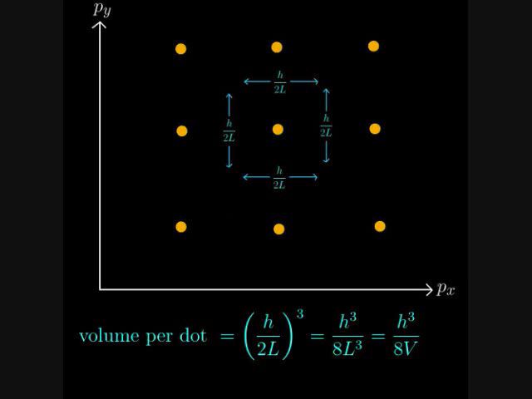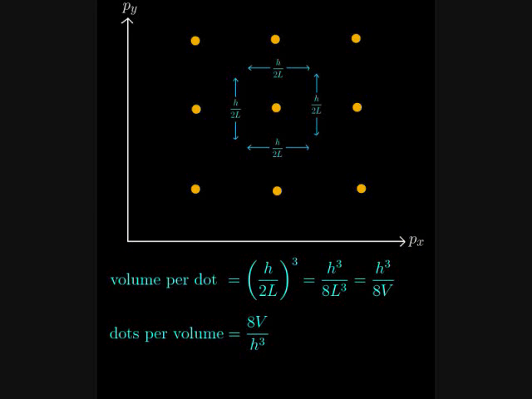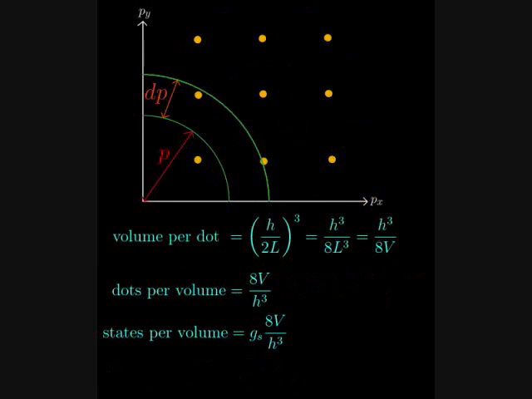The number of yellow dots per unit volume is just 1 over the volume per dot, or 8V over h cubed. The number of states per unit volume is g sub s times that, since there are g sub s possible spin states for each allowed value of momentum. We want to know how many states have momenta between p and p plus dp. Points with momentum p form a sphere in momentum space with radius p centered on the origin. Similarly, states with momentum p plus dp form a sphere with radius p plus dp centered on the origin. We want to know how many states are between these two spheres, or equivalently, how many states are in a spherical shell of radius p and thickness dp.